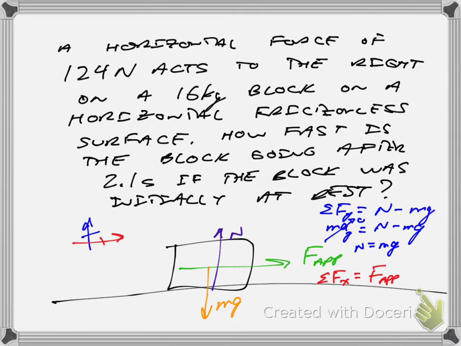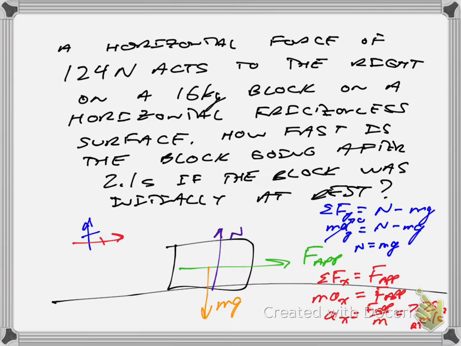Now, that doesn't surprise me, right? I know that if it's not accelerating up or down, then normal and mg are balanced, but this is the mathematical proof. Now, if I turn my attention to the x direction, I can substitute ma in the x direction equals the applied force. I'm interested in acceleration. That's what's going to get me closer to the speed. And so I solve for acceleration, which is the force applied over the mass, which is 124 over 16, which tells me 7.75 meters per second squared to the right.